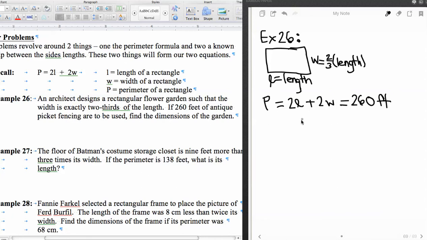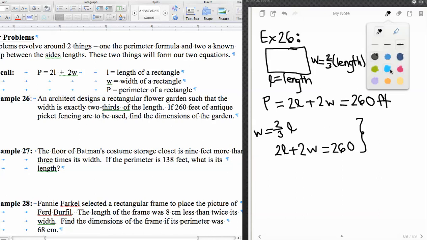So W is equal to 2/3 of the length, and the length is L, so W equals 2/3 L. And then the perimeter is 2 times the length plus 2 times the width, and that's equal to 260 feet. So we have two equations and two unknowns. A lot of times I'll put X's and Y's in here instead of L's and W's, because the perimeter formula is already in lengths and widths, and it's easier sometimes for you guys to see a substitution here. It really brings it home a little bit more.